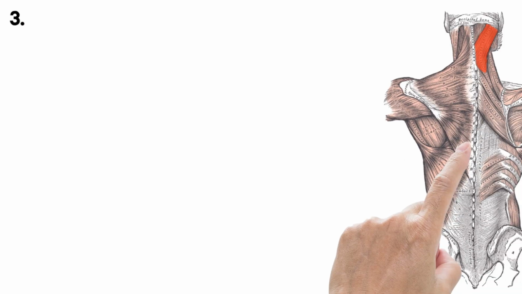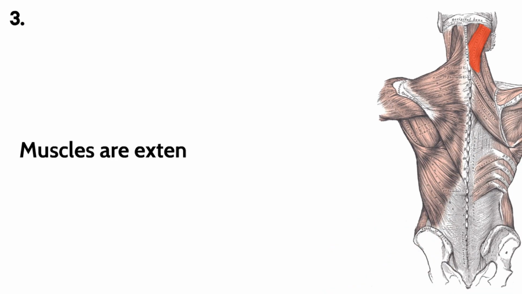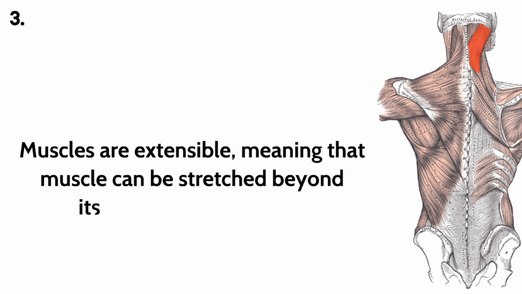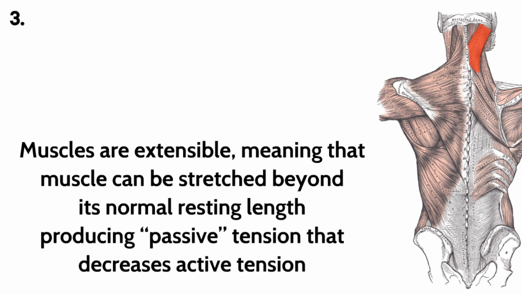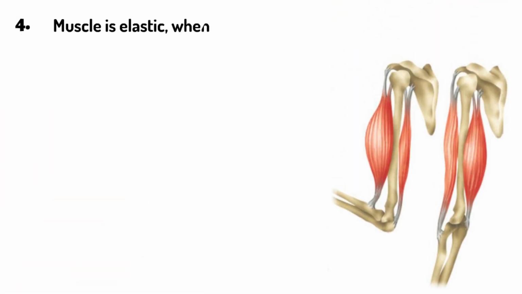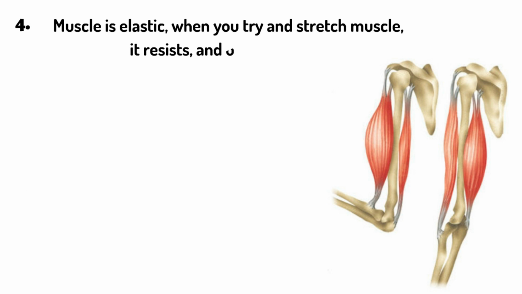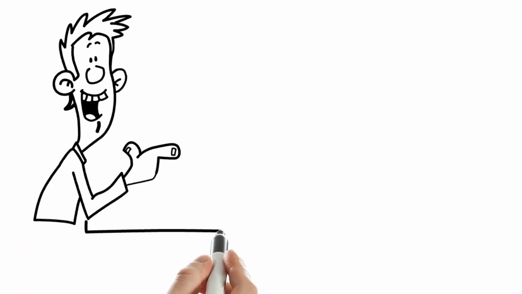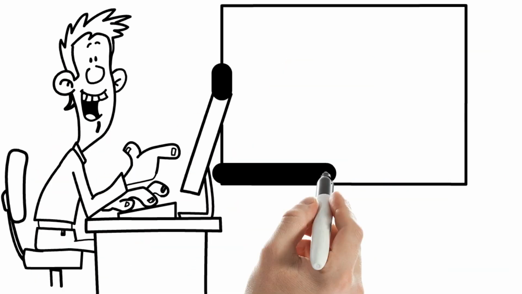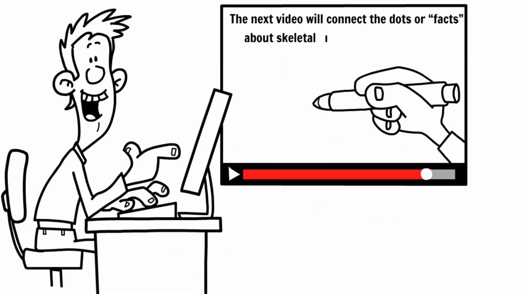Number 3. Muscles are extensible, meaning that muscle can be stretched beyond its normal resting length, producing passive tension that decreases active tension. Number 4. Muscle is elastic. When you try and stretch muscle, it resists, and once stretched, it coils back to its original size. The next video will connect the dots or facts about skeletal muscle excitation and the coupling of excitation to contraction.